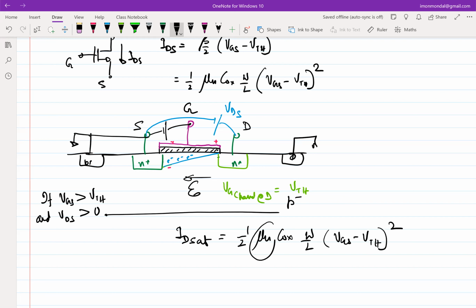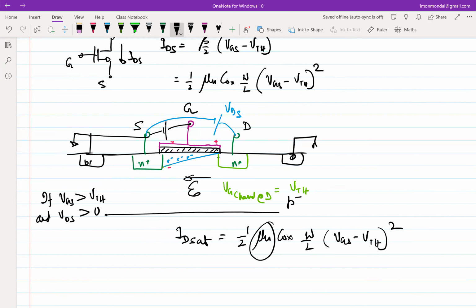So current gets saturated to some ID sat, and the value of ID sat is right here. Mu n refers to the mobility of the electrons. Naturally, when you are talking about charge flow, the rate at which the charge flows should depend upon the mobility of the conducting body in the material, referred to as mu, in this case electrons, so negative charge, so mu n.